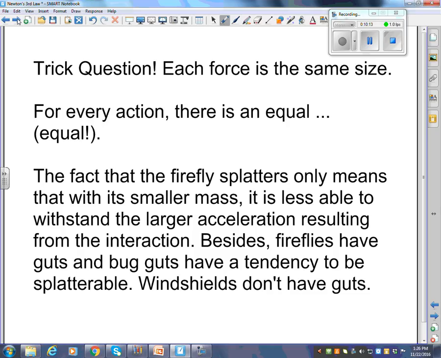For every action, there is an equal reaction. I can't emphasize that enough. The fact that the firefly splatters only means that with its smaller mass, it is less able to withstand the larger acceleration resulting from the interaction. Besides, fireflies have guts, and bug guts have a tendency to be splatterable. Windshields don't splatter, they're solid. Okay? The forces are the same.